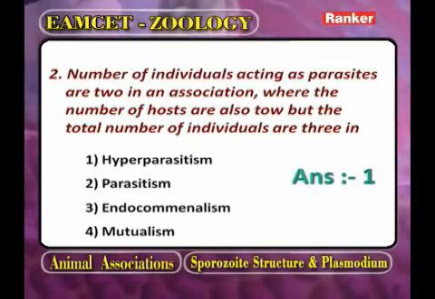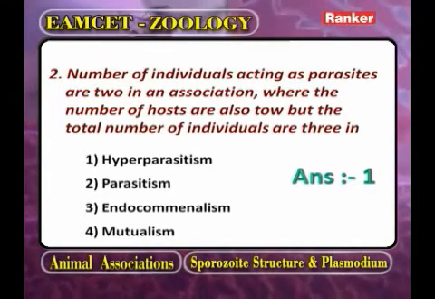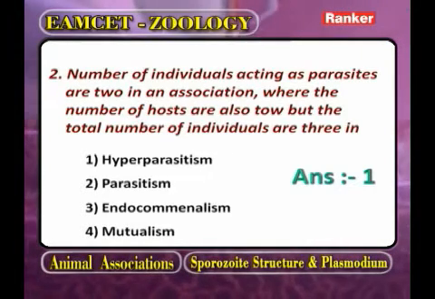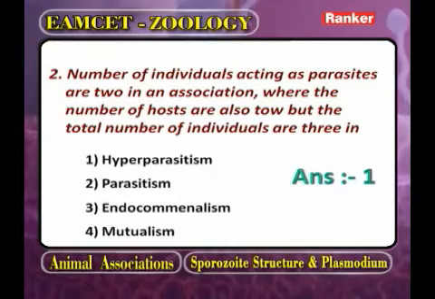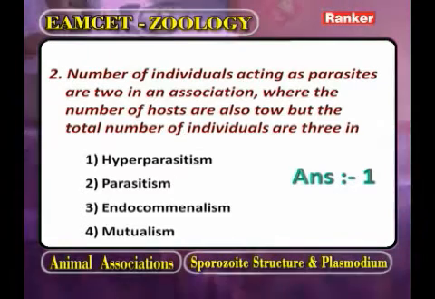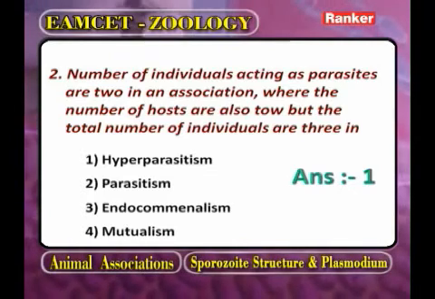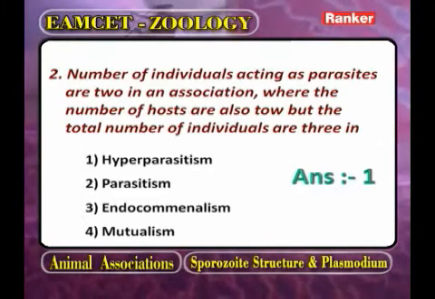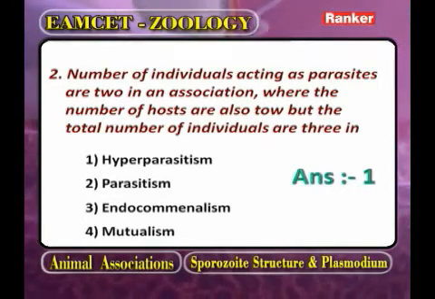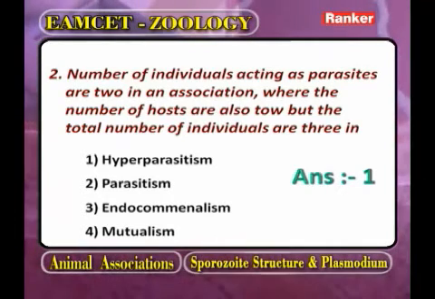The number of individuals acting as parasites is 2 in this association, and the number of hosts is also 2, but the total number of individuals is 3. Again repeating, regarding this question: number of parasites 2, number of hosts also 2, but the total number of individuals is 3.